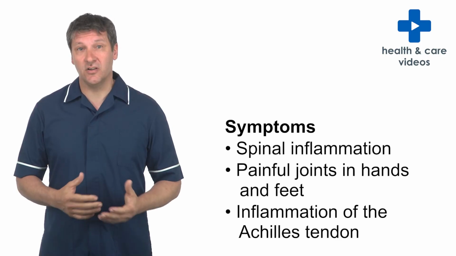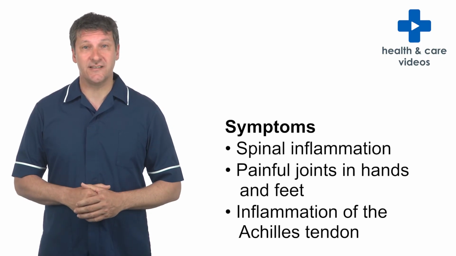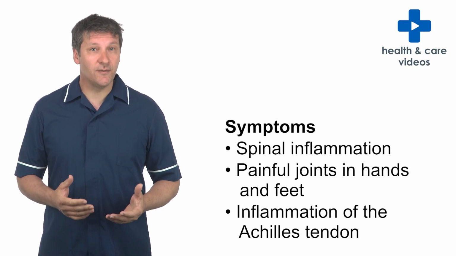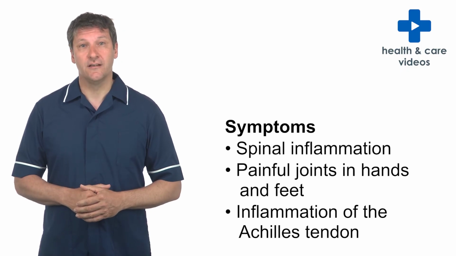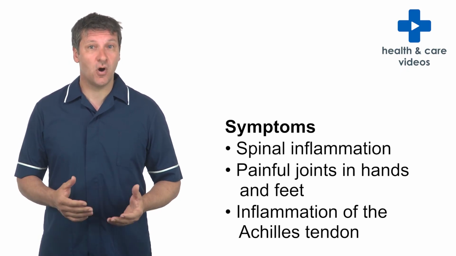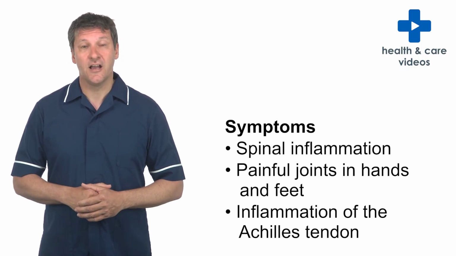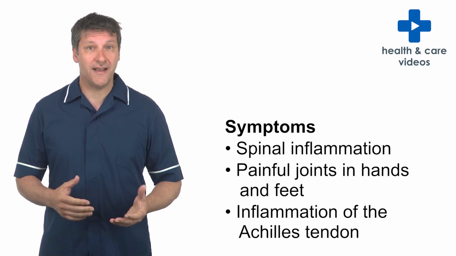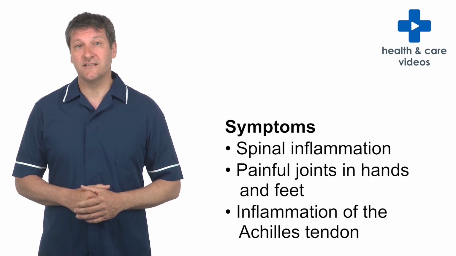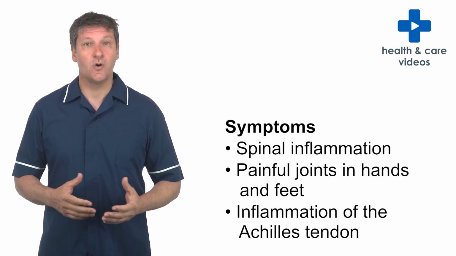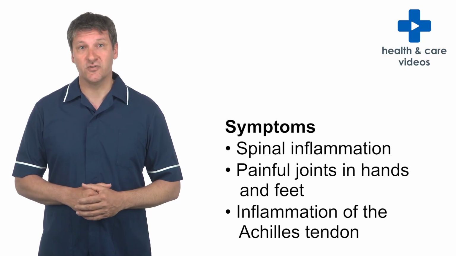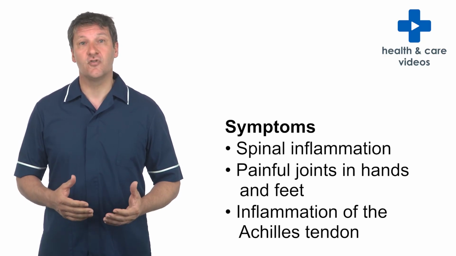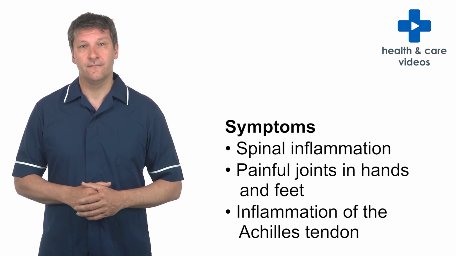Symptoms often develop in early adulthood between the ages of 20 and 40, caused by inflammation of different parts of the body. For instance, inflammation in the spine can lead to lower back pain and may cause you difficulty when you bend. The joints in the hands and feet become painful, stiff and swollen, and you may find it difficult doing things like writing, getting dressed or picking things up.